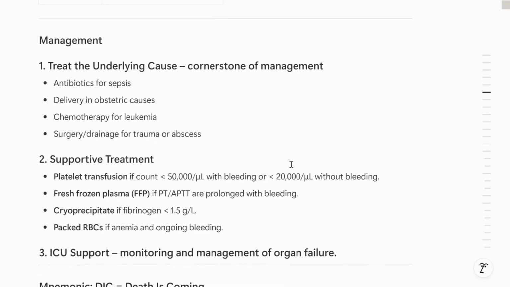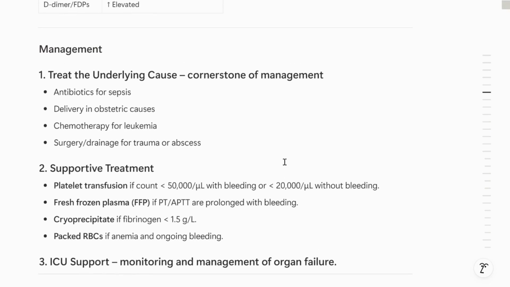Regarding the management, the very first step is to identify the cause, and we can start antibiotics for sepsis. We can deliver an obstetric patient, and we can start the patient on chemotherapy for leukemia. Surgery and drainage for a trauma or abscess patient could be vital. But the most important supportive management is platelet transfusion, which is required when the platelets are less than 50,000 with bleeding or less than 20,000 without bleeding.